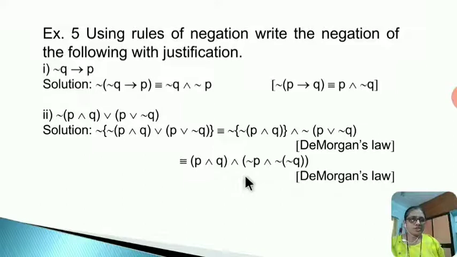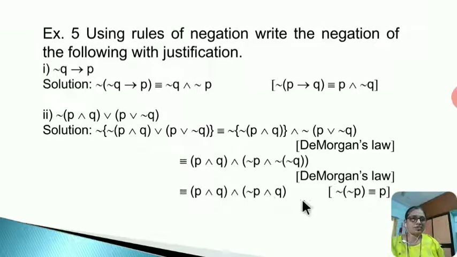Now in the next step, keep this step as it is. Now negation of negation Q is Q, which means here we use the negation of negation rule. And so here P and Q, and negation P and Q. We use negation of negation P is equal to P. Now this is the negation of the given statement with the justification.